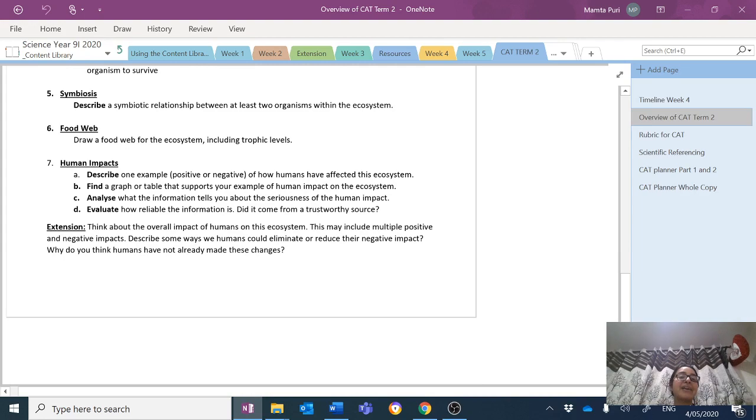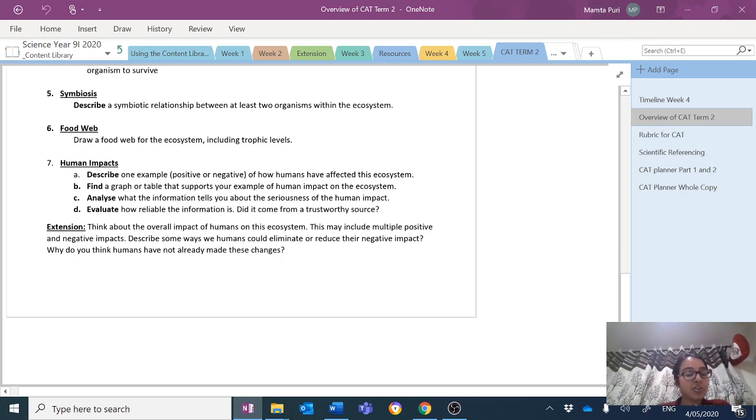Point 5 now, symbiosis. We have already done it. You need to think about symbiotic relationships between at least 2 organisms in your chosen ecosystem, okay? You need to think about penguins and polar bears, how they're interacting. Penguins and fish, how they are interacting and stuff like that. Symbiotic relationship, if it exists in your chosen ecosystem, think about that. Google it.